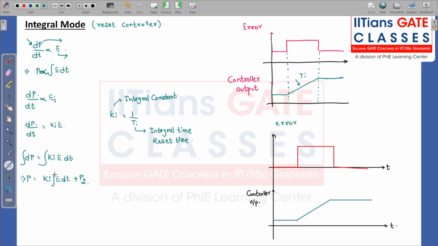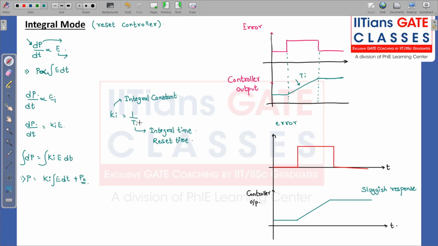Because what we have over here is integration of error. But one thing to note is that this response is quite slow compared to P controller. So over here in P controller, we have sluggish response. Very slow response.